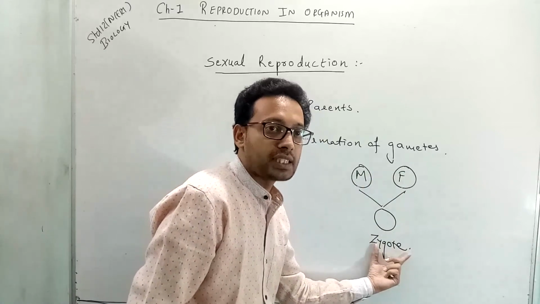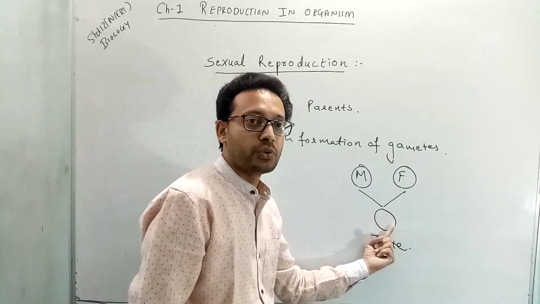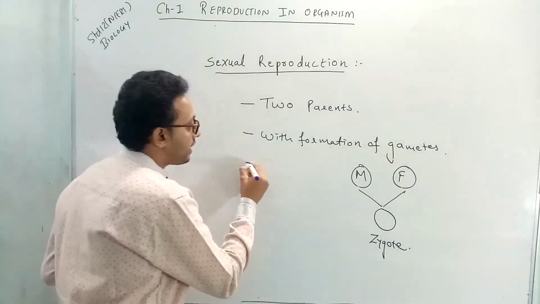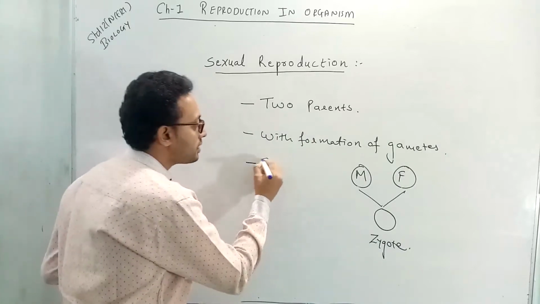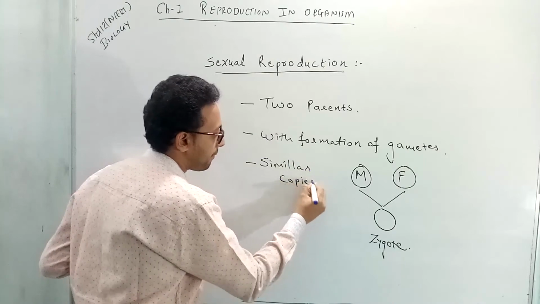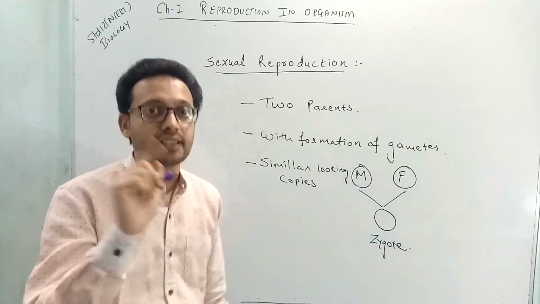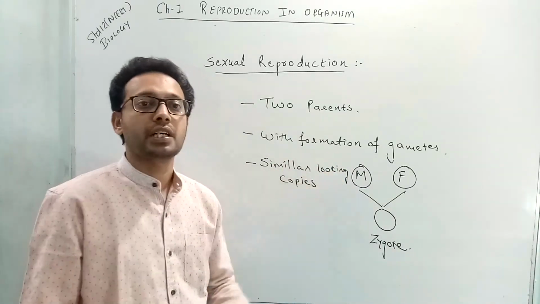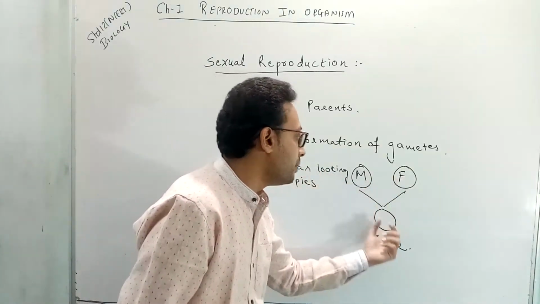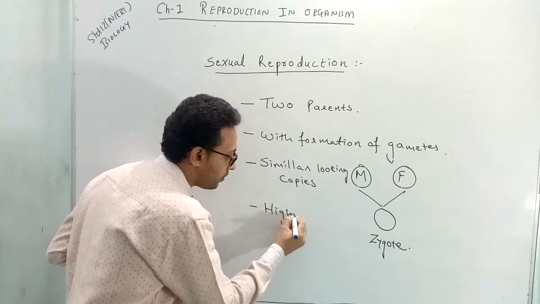So this zygote has the characteristics of both the parents. These are the parents, and this is the daughter cell which is going to be produced. So it is not an identical copy of the parents, but a similar looking copy. Clear? Why is it producing similar looking copies? Because it is a fusion of the male and female gamete. And the fourth one, it occurs in higher order organisms.